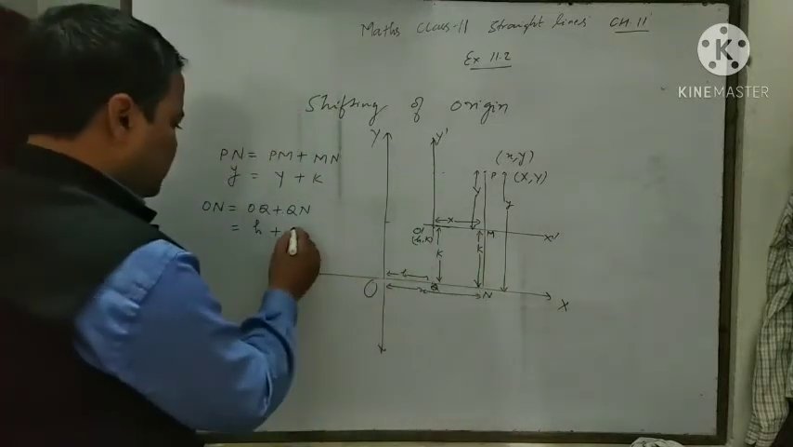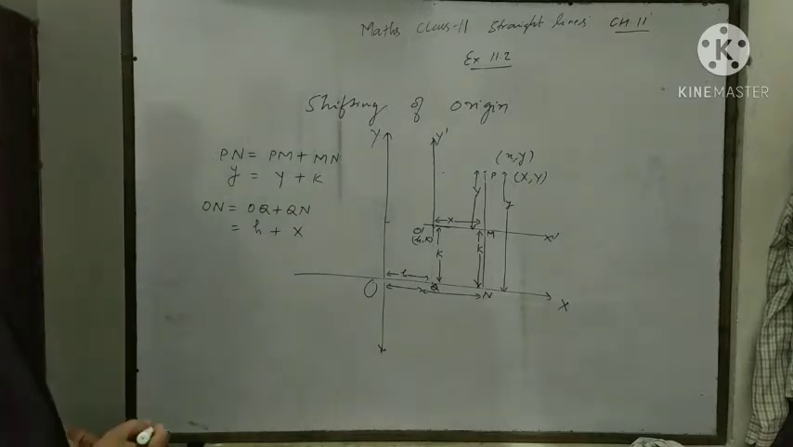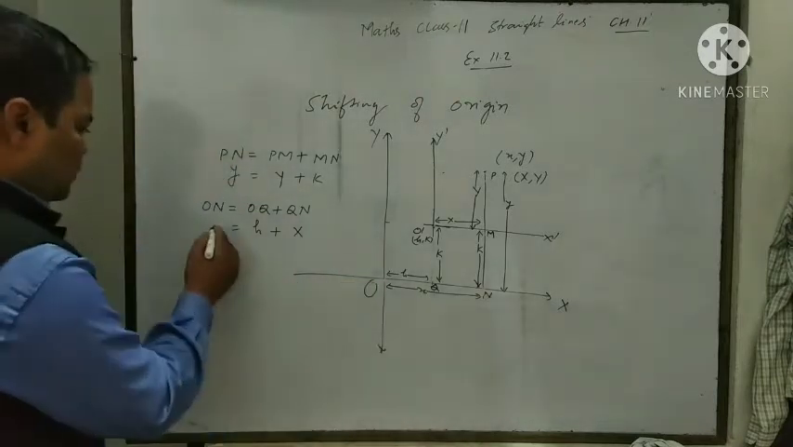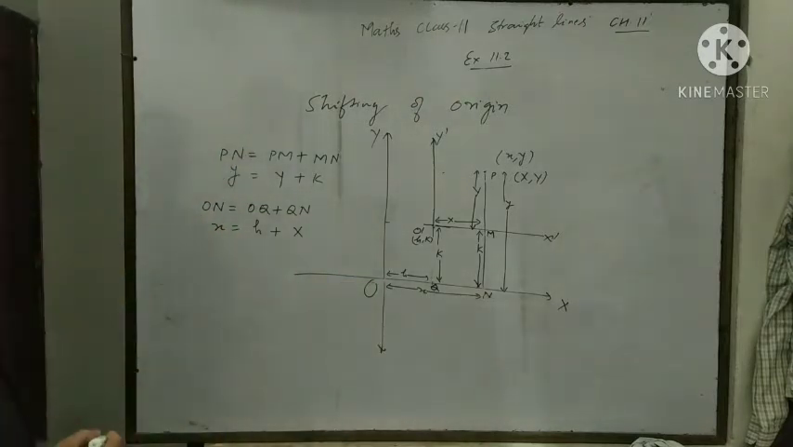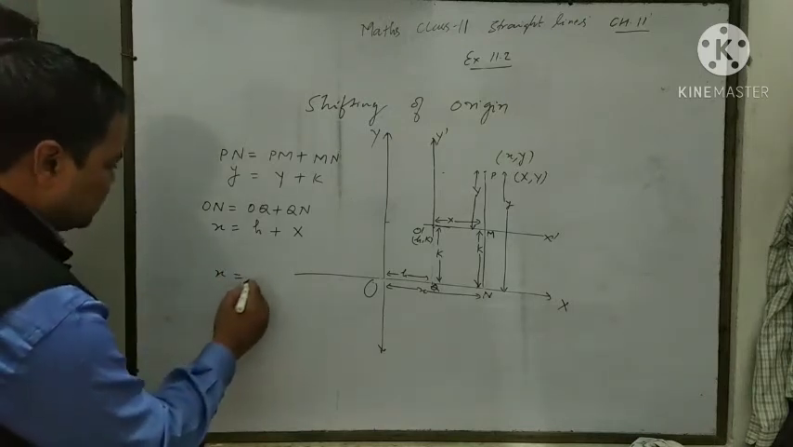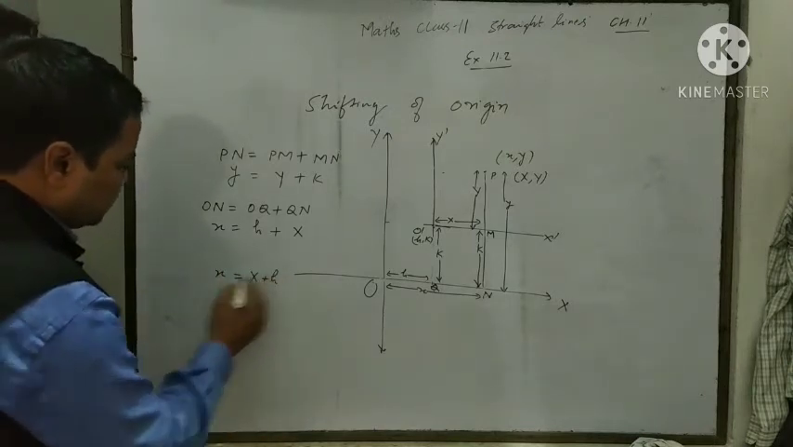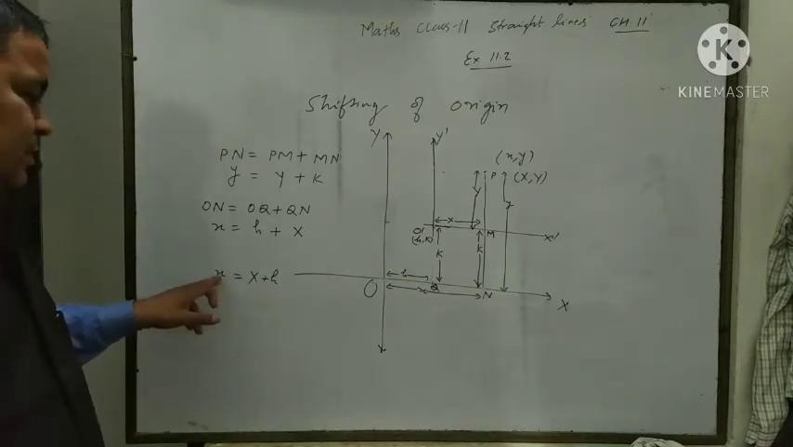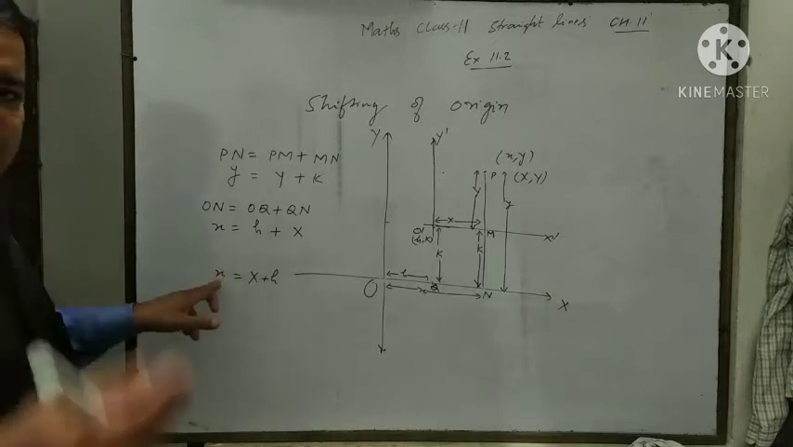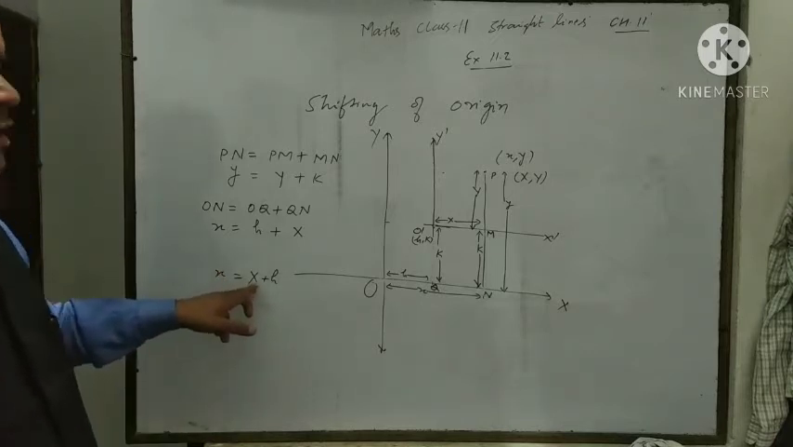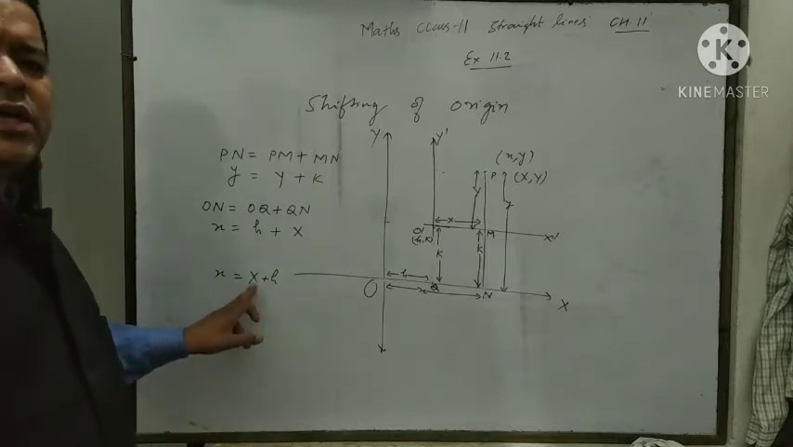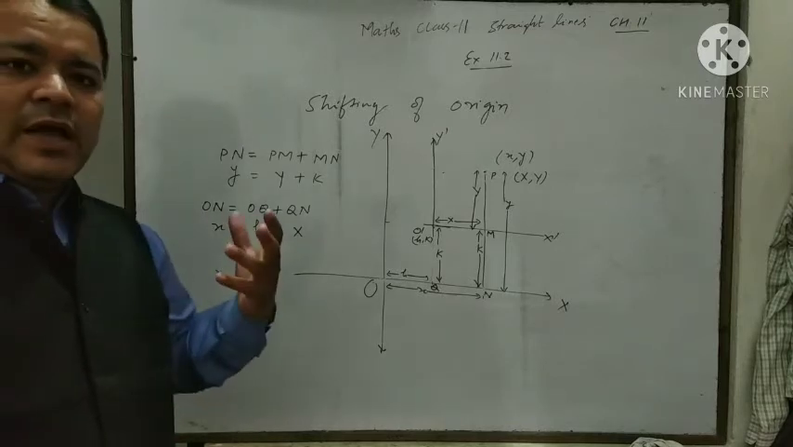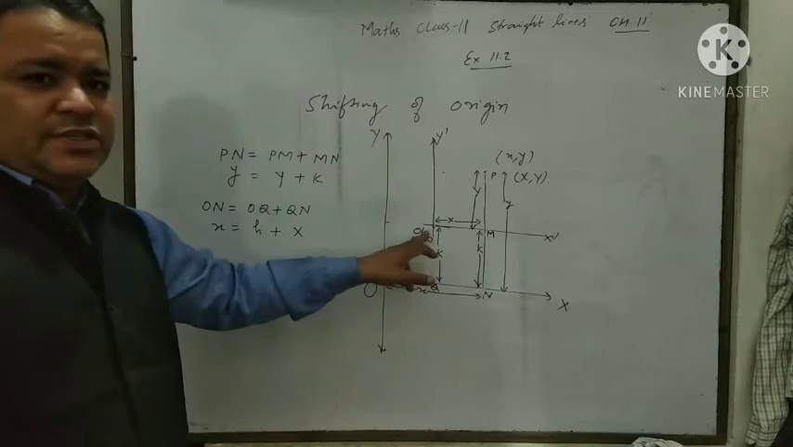Then here it will be capital X. And what is ON? ON is small x. So here it will be small x. Or we can write small x is equal to capital X plus h. In this way, small x is the original x coordinate, capital X is the shifted x coordinate, or we can say the new x coordinate, and h is the x coordinate of the new origin.